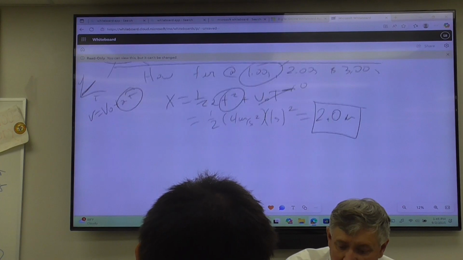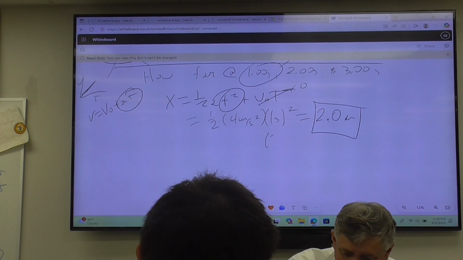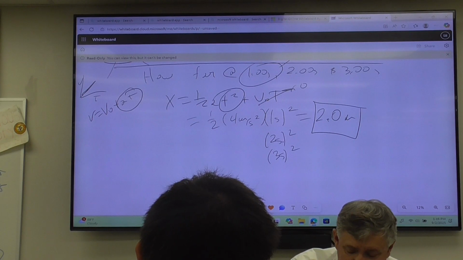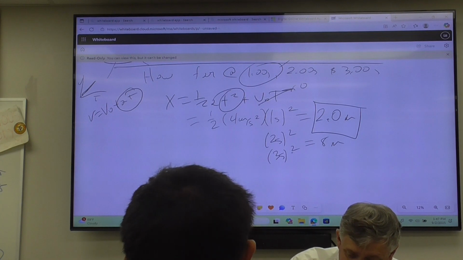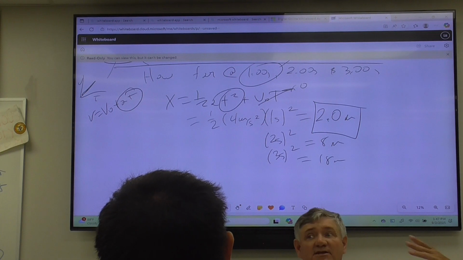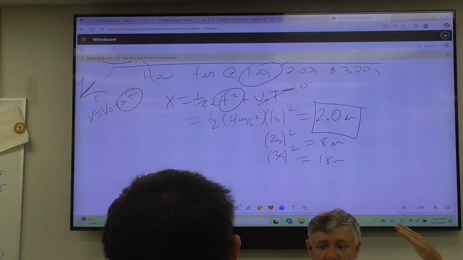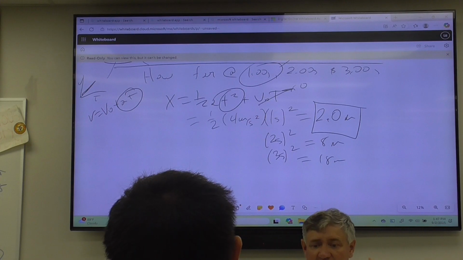Okay, so now we can do the same thing. The only thing that's going to change is that we're going to put in 2 seconds squared, and then 3 seconds squared. So you put in 2 times 2 squared, which is 4, 4 times 4 is 16, you take half of that, you get 8 meters. And 3 squared is 9, and then you get 18 meters, okay? So notice this is a non-linear change in position, because I go from 0 to 2, and then from 2 to 8, and then from 8 to 18. This is what makes this a quadratic function.